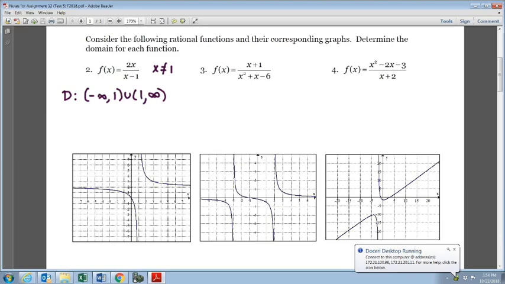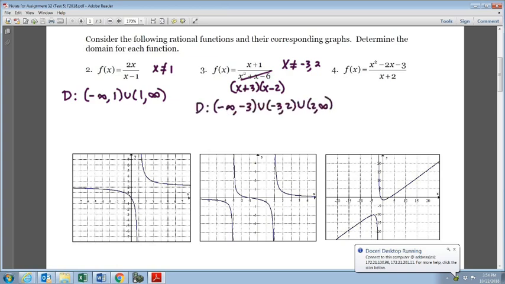All right, so on number 3, we need to find out for what values of x the denominator equals 0. So if we factor that, we get x plus 3 times x minus 2. And so now it's easy to see that negative 3 and 2 are going to be restricted values because they're going to cause the denominator to be 0. So x can't be negative 3 or 2, and that's going to cause us to take those values out of our domain.